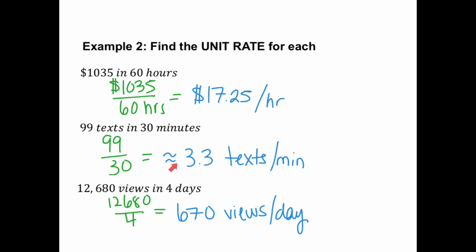Now in this case, I did make this little approximately symbol because it does not make sense to have 0.3 of a text message, but it did calculate down to that and I had to round. So I make this little double squiggly, means approximately 3.3 texts per minute.